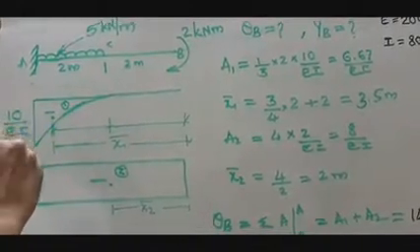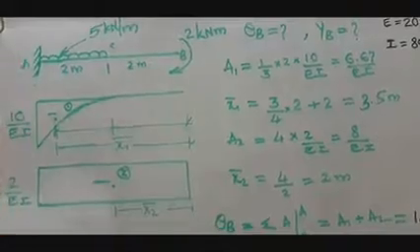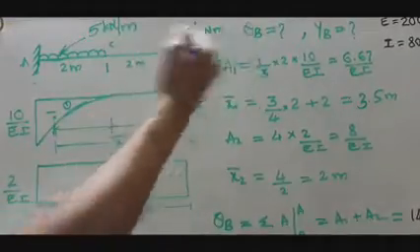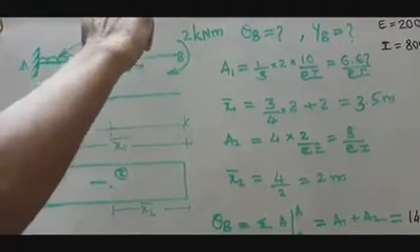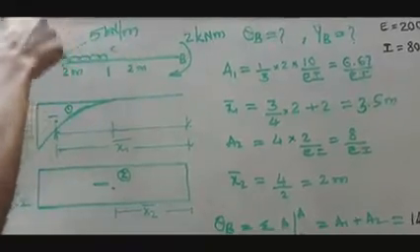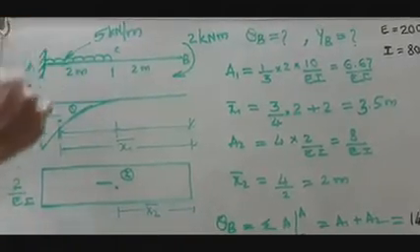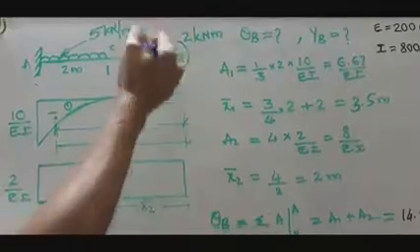So as I told you, if you are coming from the left end, clockwise is positive. If you are coming from the right end, anti-clockwise is positive, so automatically clockwise will be negative. This moment is causing clockwise, hence it is negative. So this is also negative.